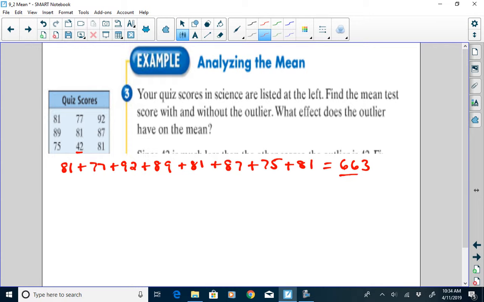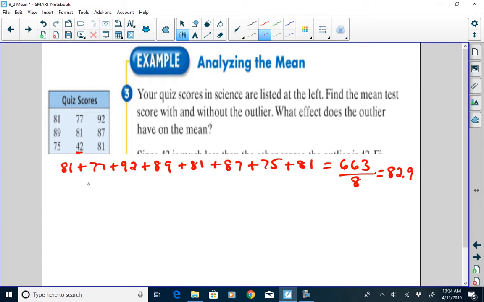We want to divide that by the number of scores. So that's going to be 1, 2, 3, 4, 5, 6, 7, 8. So we divide that by 8 scores. And we wind up with 82.9 for the mean. That's the mean without the outlier.